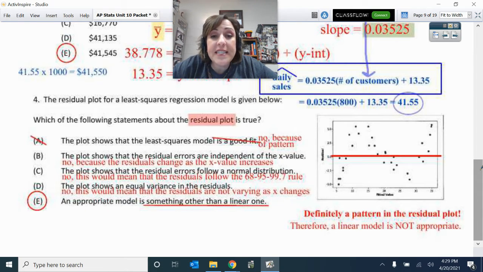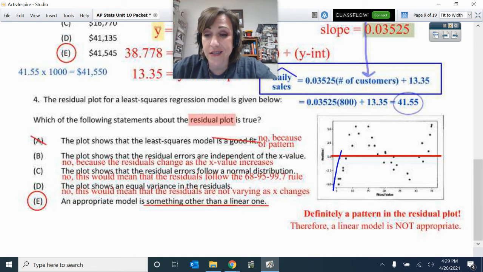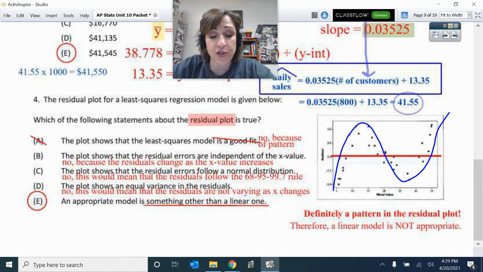All right, this is the residual plot, meaning, see, here is the LSRL, the least squares regression line, flat right there. Well, don't you see this? There's definitely a pattern in that residual plot, so a linear model is not appropriate.